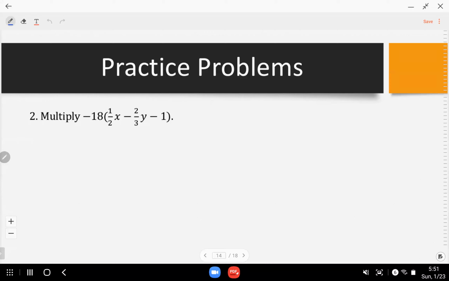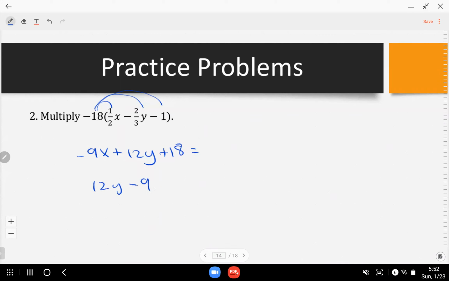So remember, distribute it to all terms within the parentheses. So -18 times 1/2. It's going to be -9. So -9x. Since we're multiplying -18 times -2/3, it's going to be positive, right? So make sure you have that positive sign. And 2/3 times 18, that's going to be 12. So 12y. And then lastly, we have -18 times -1, which is plus 18. And put this in standard form.